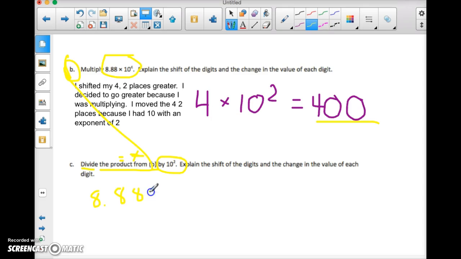8.88 times 10 to the fourth. Whatever you got for that, you're going to take that answer and you are going to divide it by 10 to the second. Again, just like up here, you're going to decide which way did it shift. Did it shift left on the place value chart? Did it get greater? Did it shift right on the place value chart? Did it get smaller? How many places did you choose to shift it and why? Good luck.